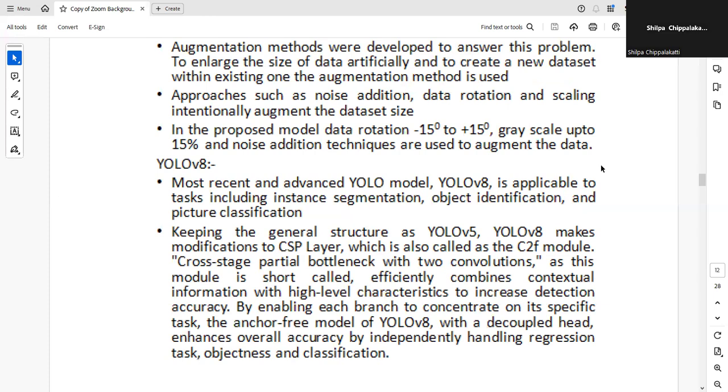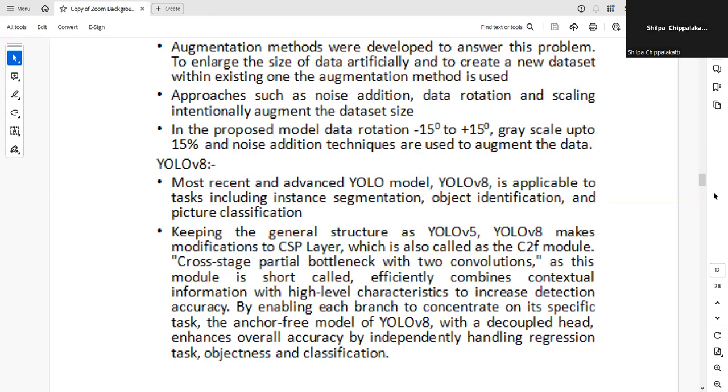Approaches such as noise addition, data rotation, and scaling intentionally augment the dataset size. In the proposed model, data rotation from minus 15 degrees to plus 15 degrees, grayscale up to 15%, and noise addition techniques are used to augment the data. About the YOLO V8 model, it is the most recent and advanced YOLO model. It is applicable to tasks including instance segmentation, object identification, and picture classification.